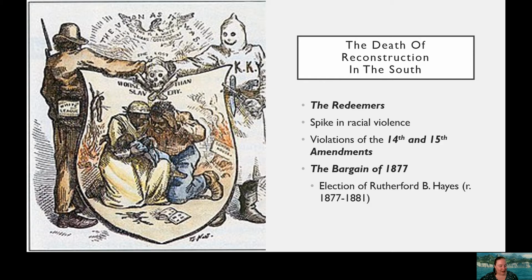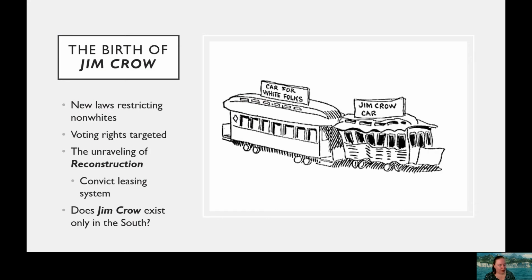Now, Hayes did ask for the South to respect the civil and political rights of African Americans as a condition to end Reconstruction, to which essentially Southerners said, sure, we'll do that, and then proceeded not to do that. So with the end of Reconstruction, we have the birth of a new system in the South, Jim Crow. So Redeemer-controlled Southern legislators started passing legislation to try to enshrine white supremacy into law.